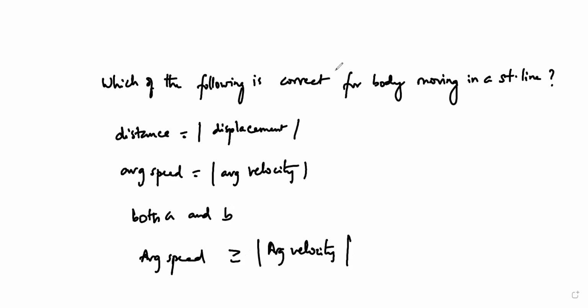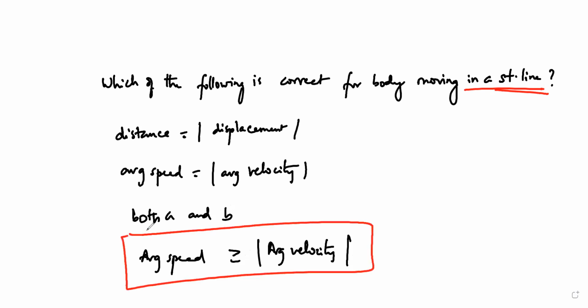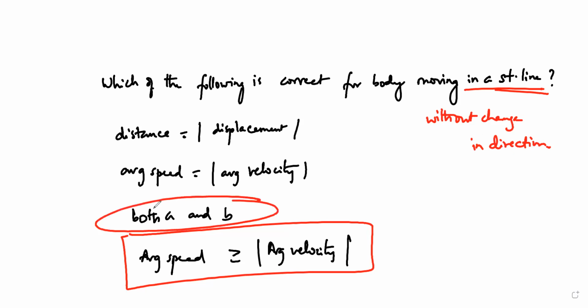Kindly observe, sir, they are talking about a body moving in a straight line. Okay, then what will be the answer? Average speed would be greater than or equal to modulus of average velocity. If they tell moving in a straight line without change in direction, then this would be the answer. Okay, clear?